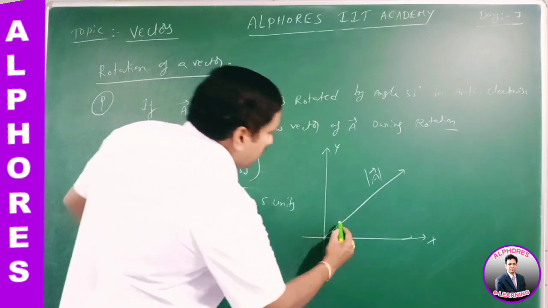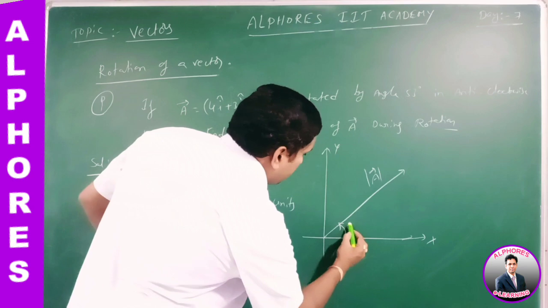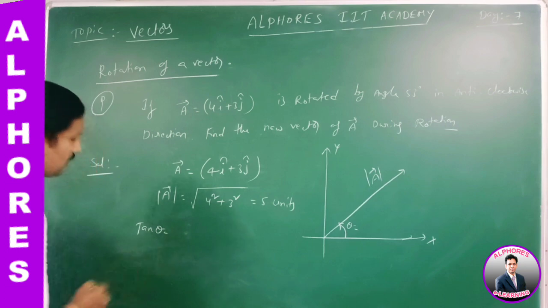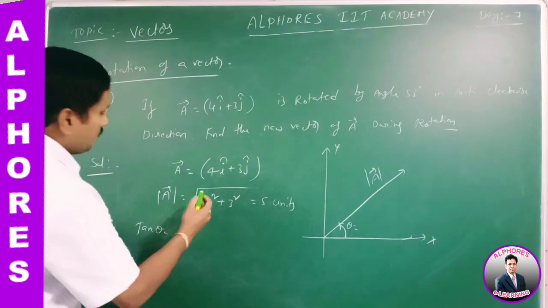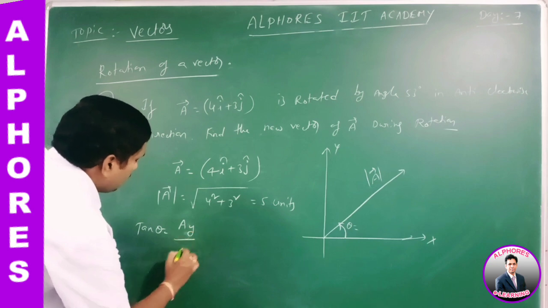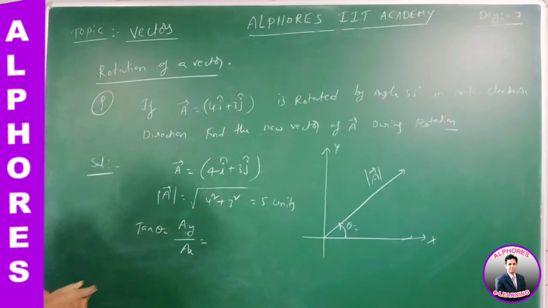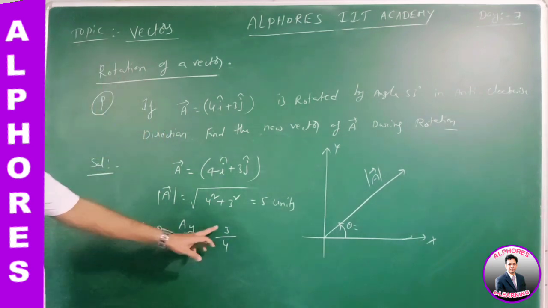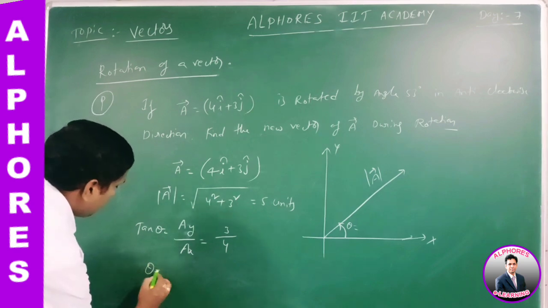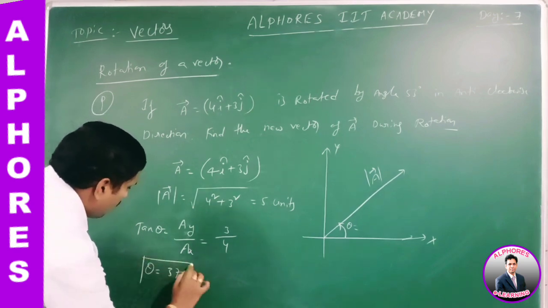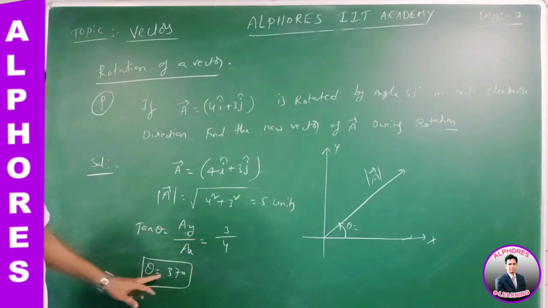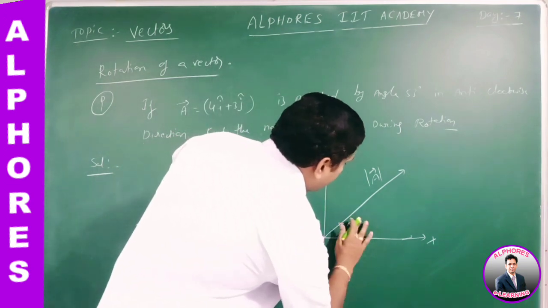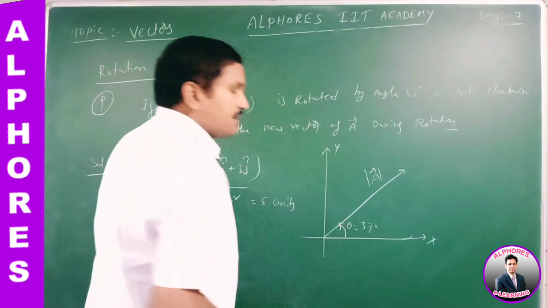Now what is the angle made by the vector initially? In order to find the angle made by this vector, tan theta is equal to the y component by the x component, that is Ay by Ax. Ay is 3 and Ax is 4, so tan theta is equal to 3 by 4. In trigonometry, the value of tan 37 is 3 by 4. That's why theta is equal to 37 degrees. So initially the angle made by this vector is 37 degrees in the anti-clockwise sense.